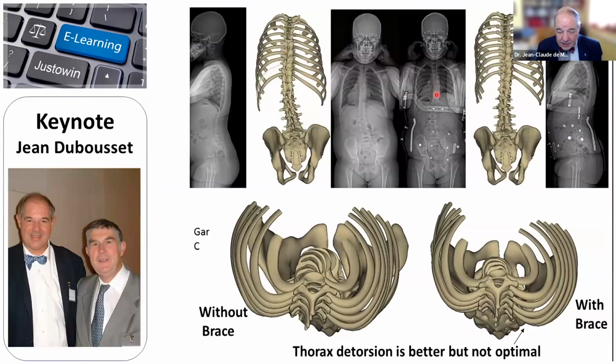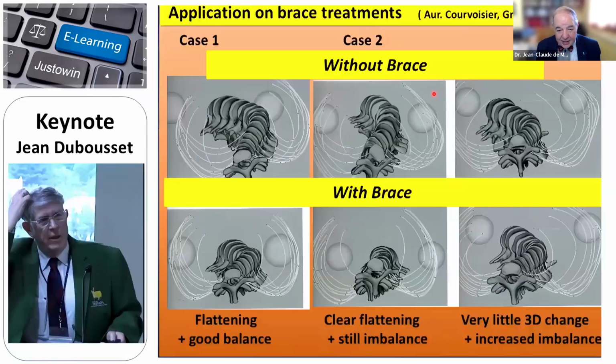So you have some representation, and under the brace, you can calculate, you can see how the rib cage volume is working. Its thorax detorsion is better, not perfect, under this brace. And this is a very important concept, especially, as I say, for thoracic curve, naturally, curve upper T10.